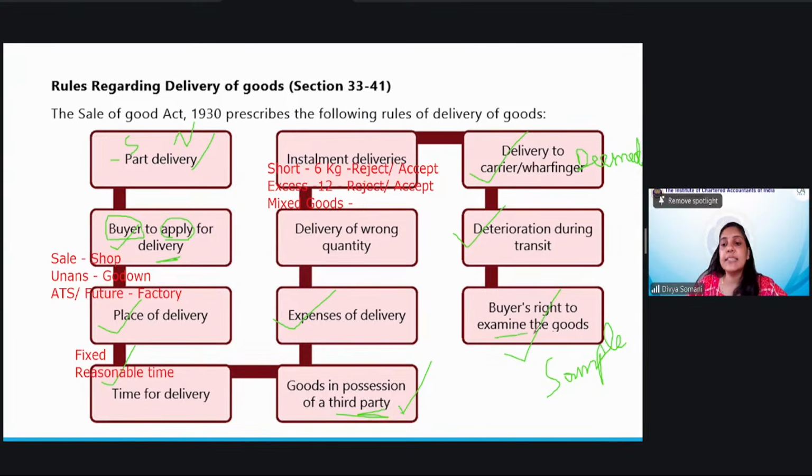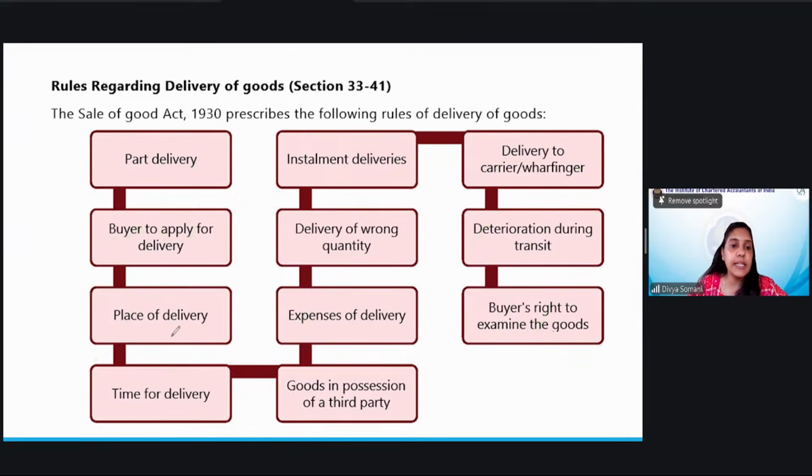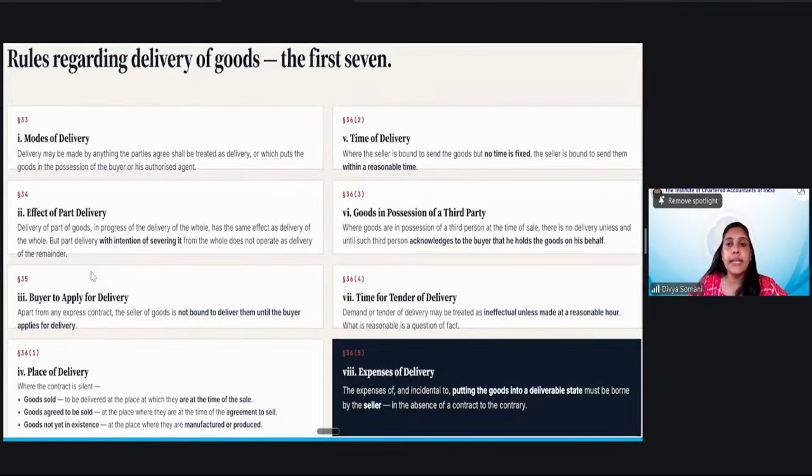Buyer always has a right to examine the goods. He should be given reasonable opportunity to check whether the goods ordered and the goods he has received are same or not. So all these points we will be discussing in detail in further slides. So just let me take you to the detailed part.